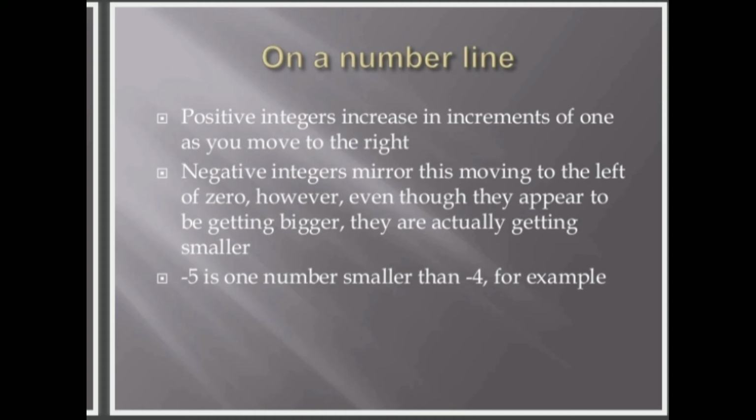Suppose minus 5 is 1 smaller than minus 4, minus 6 is smaller than minus 5, minus 7 is smaller than minus 6. See carefully, when comparing values in negative numbers, a bigger-looking value is actually smaller. That means suppose minus 10 is smaller than minus 9, correct or not? See here what I written here again, minus 5 is one number smaller than minus 4.